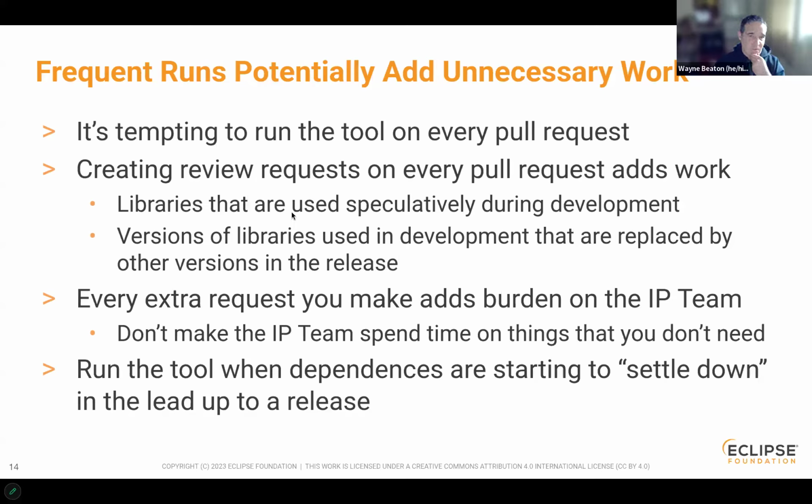When you create review requests that are ultimately unnecessary, it adds stress on the system. If you have a pull request, for example, that speculatively includes a library, and then you automatically create a review request for that, and then ultimately decide not to use that library, what's happened is you've added stress to the system, possibly engaged the IP team to do work that ultimately was unnecessary. Right. So I need you to be very sensitive to that. Running the tool all the time and creating issues all the time is not desired.